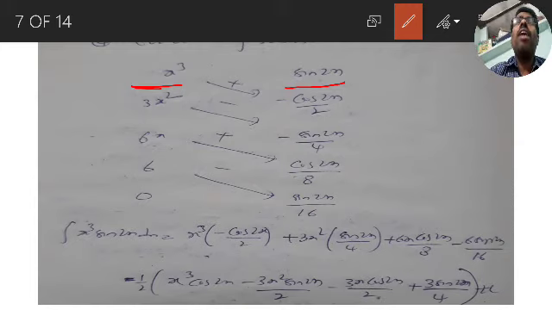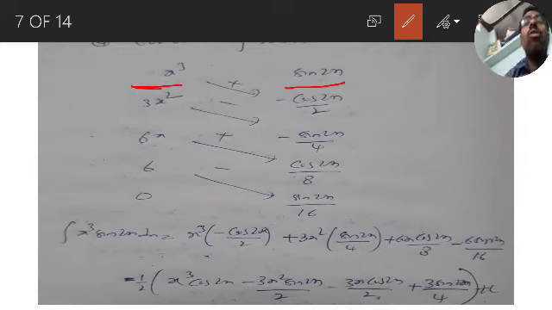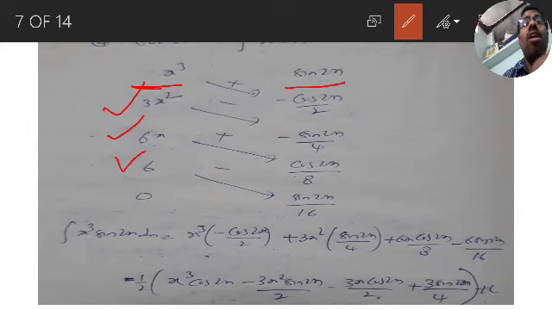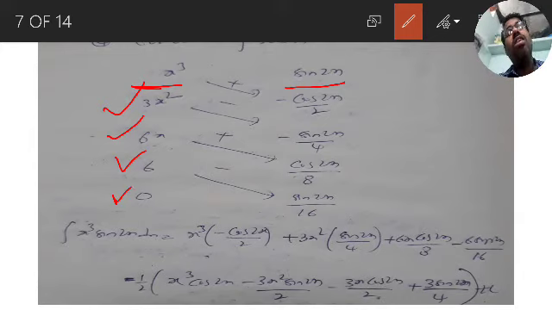Derivative of x to the power of n is n into x to the power of n minus 1. So be careful, this is a previous problem for 5 marks. So x cube derivative is 3x square. Further derivative, 3 into x square derivative 2x, is 6x. Again further derivative, 6 into x derivative 1, is 6, and 6 is a constant, so its derivative is 0.